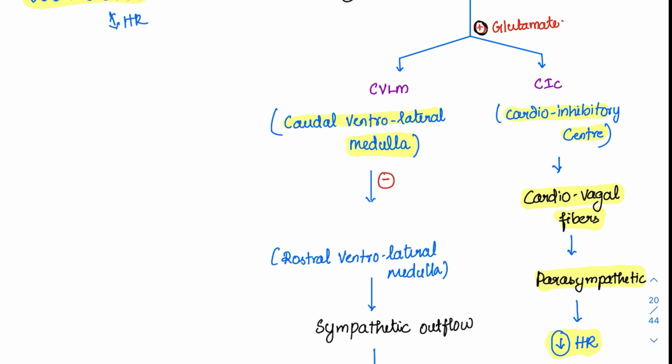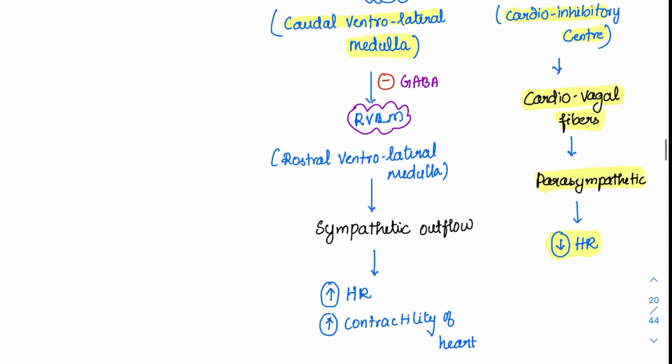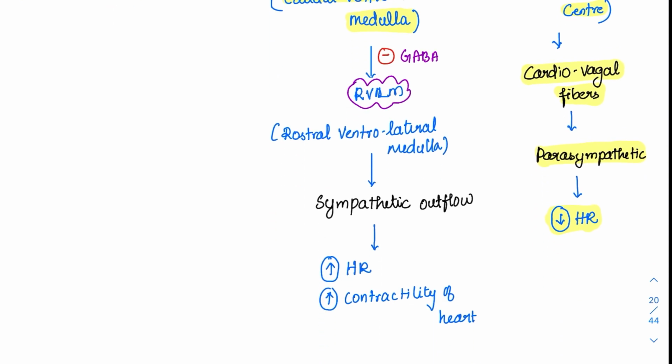Second thing is it is going to the CVLM. Whenever this CVLM is stimulated, it is like a brake. What is it going to do? It is going to inhibit the RVLM. RVLM is inhibited with the help of the neurotransmitter GABA. RVLM is nothing but the rostral ventrolateral medulla.